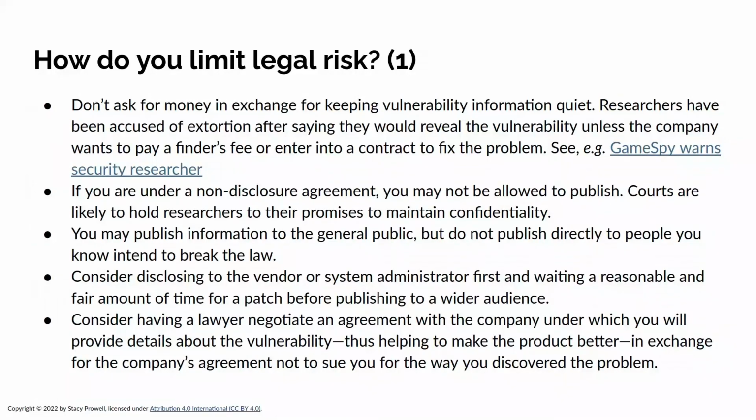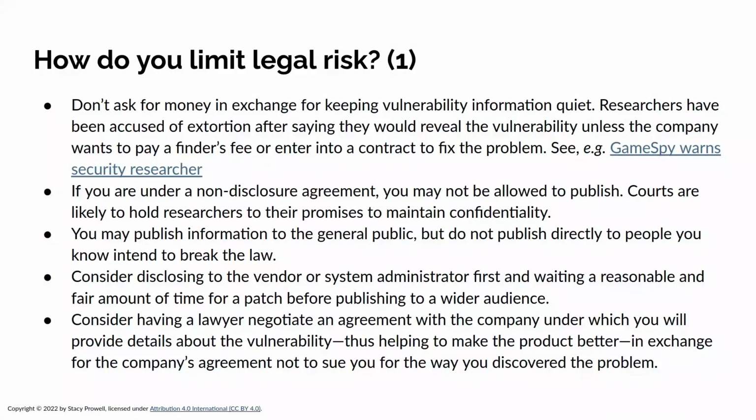You can publish information to the general public, but don't publish information directly to people you know intend to break the law. In other words, don't sell the vulnerability you find on the dark web to someone who wants to use it for their ransomware campaign. Disclose to the vendor or system administrator first and wait a reasonable and fair amount of time before publishing to a wider audience. Have there been cases where people have disclosed it, they've waited, nobody's fixed it, and then they disclose it to the public? Yes. To my knowledge, no one has been sued for that.